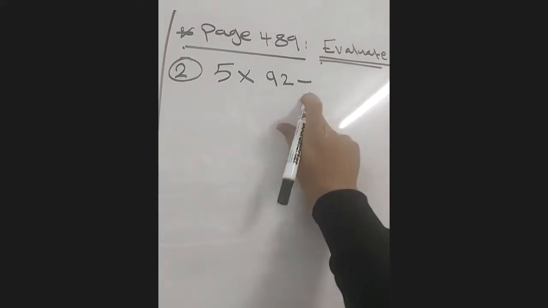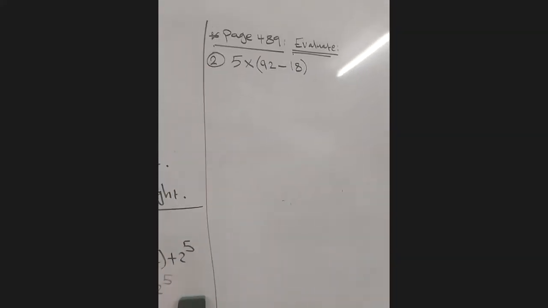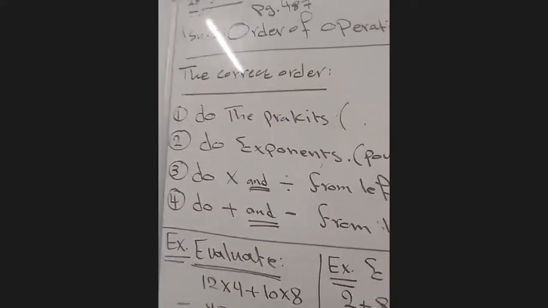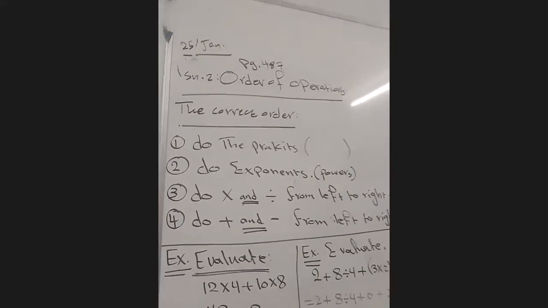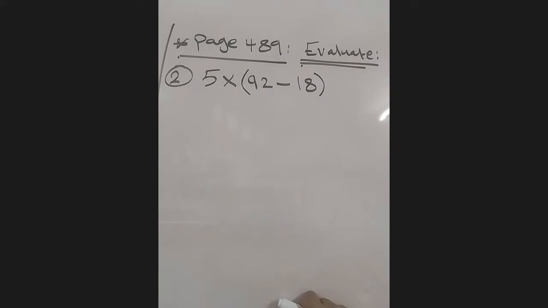5 multiply 92 minus 18 in brackets. 92 minus 18. 18 inside the brackets. Yeah, only this. Yes, good. What is the order? What's the first thing we need to do? We do the brackets. Good. Do we have a bracket here? Yes. So we will do the bracket first.